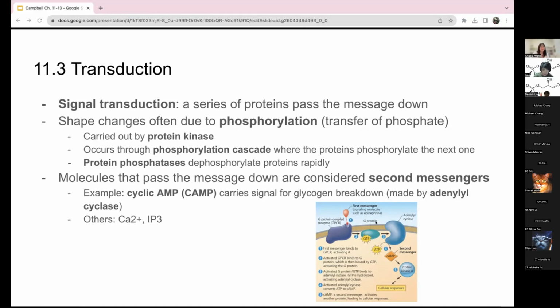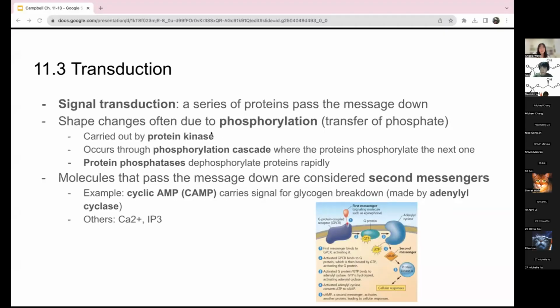Phosphorylation, which is the addition of a phosphate group, is really important in signal transduction. The phosphorylation is carried out by protein kinases, as we have said before, and that basically involves adding a phosphate group. Phosphorylation causes shape changes in the protein, since an extra group is added, and then the shape change results in a phosphorylation cascade, where the initial phosphorylated protein transfers its phosphate group onto the next protein, which then does the same to the following proteins.